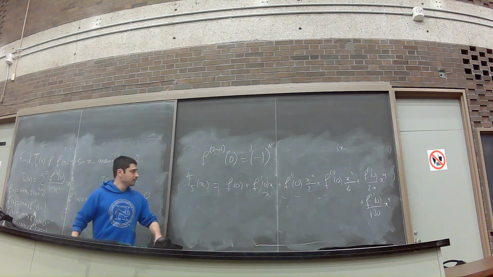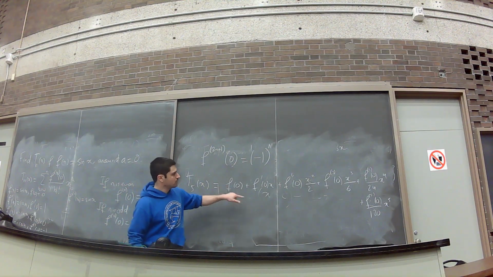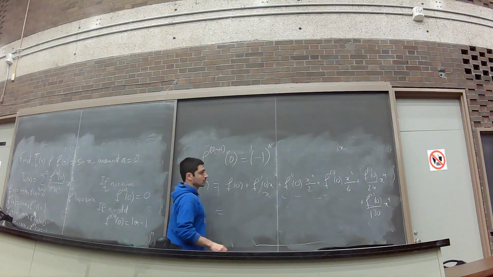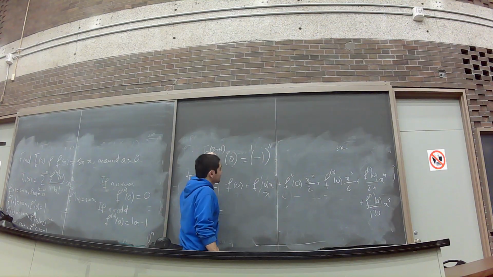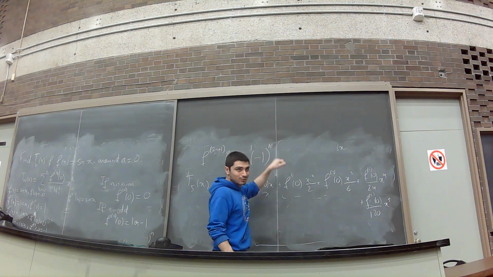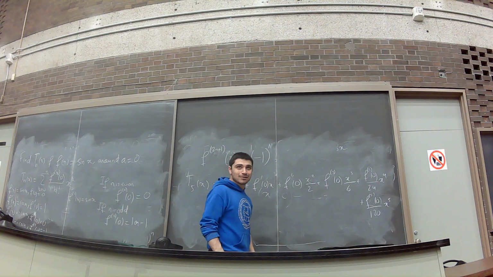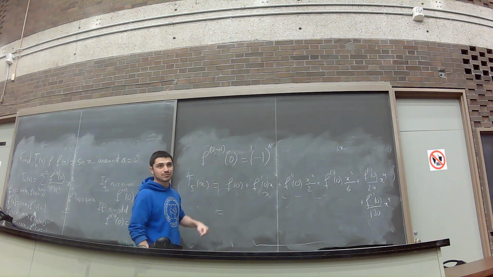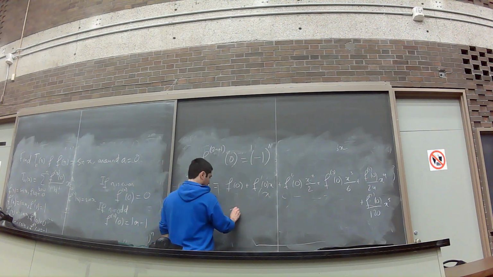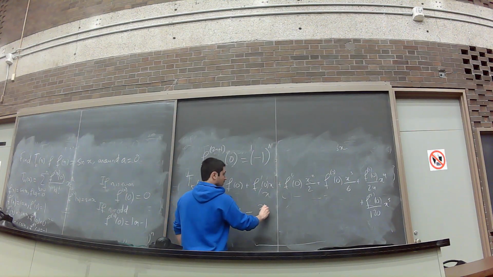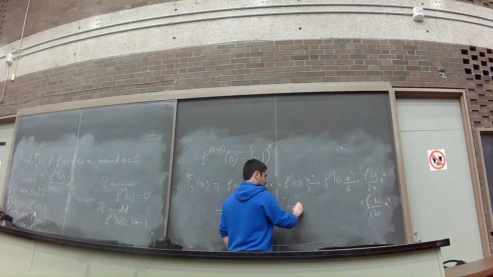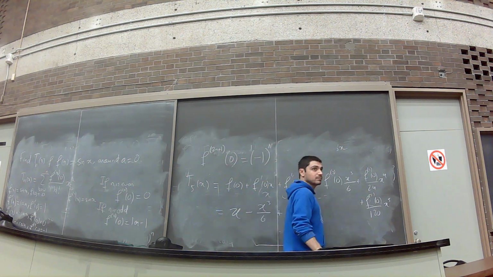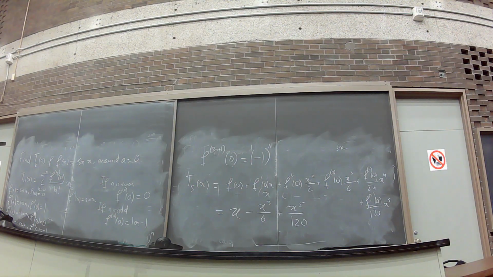Okay. Every even derivative will cancel. So f of 0 is 0. This is 0. f5 is minus 1 to the 2, right? You see that? Plug in n equal 2 here, you get f5 of 0. So what do you get? You get x minus x cubed over 6 plus x5 over 120. Right? You agree?